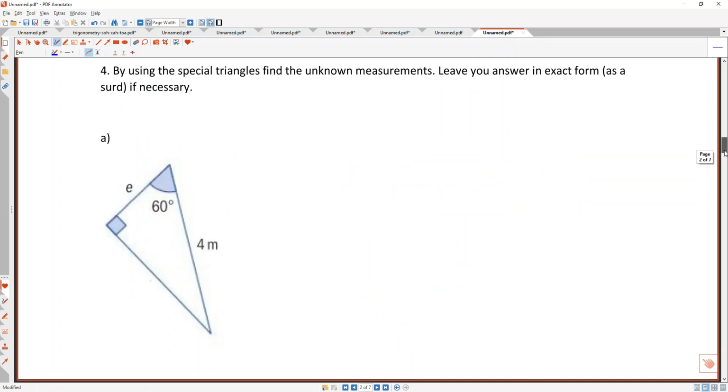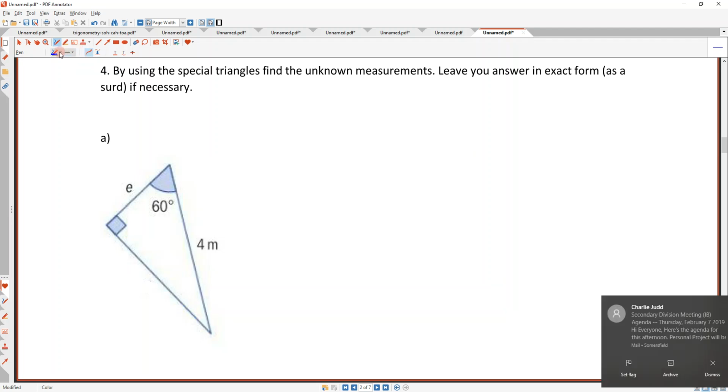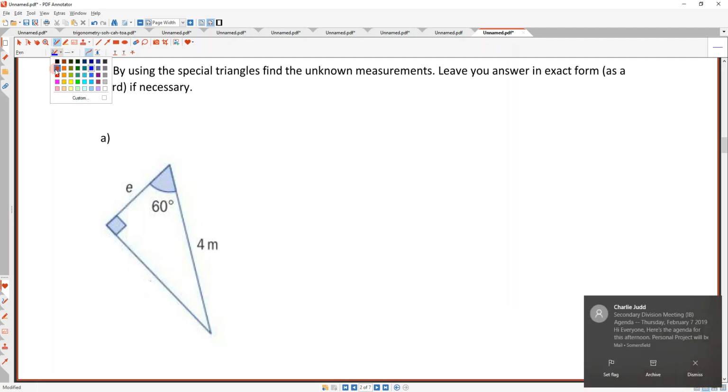Right, by using the special triangles, find the unknown measurements. Leave your answer in exact form, as surd if necessary. So our special triangles.